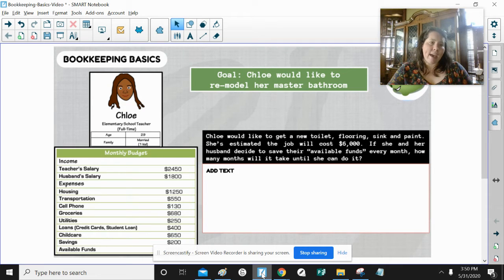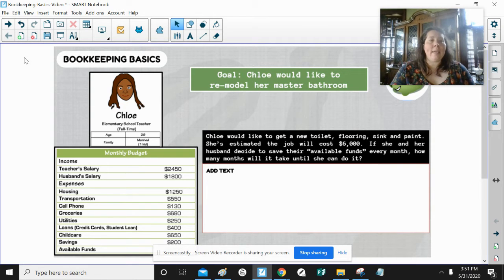In the Game of Life activity Bookkeeping Basics, we're going to look at 4 different situations and determine the available funds. So in each of the situations, our people are looking to do either a big purchase, a renovation, or decide if they can afford the house they're living in.